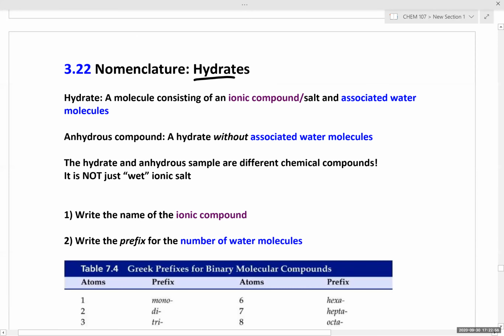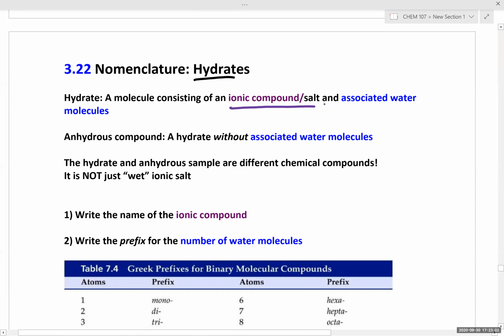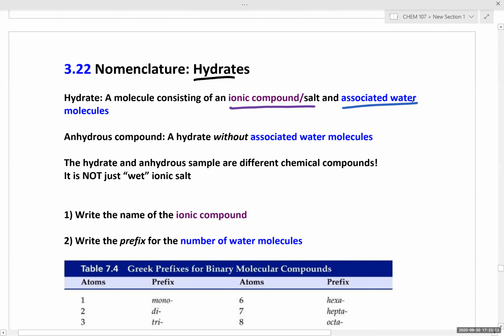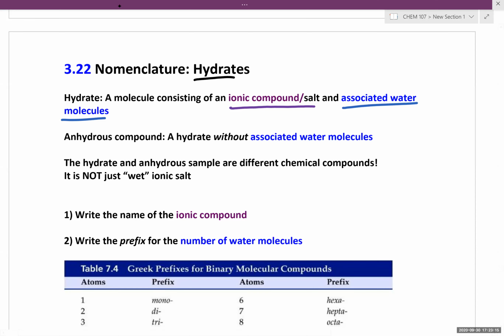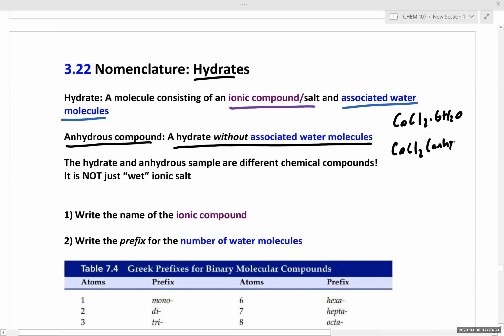So what is a hydrate? A hydrate is a molecule consisting of an ionic compound, otherwise known as a salt, and critically, as the name implies, from the prefix hydro, it has associated water molecules. A close relative of the hydrate is the anhydrous compound. It's a hydrate without any of the associated water molecules. So for example, if our hydrate was cobalt chloride hexahydrate, the anhydrous sample would just be cobalt chloride.